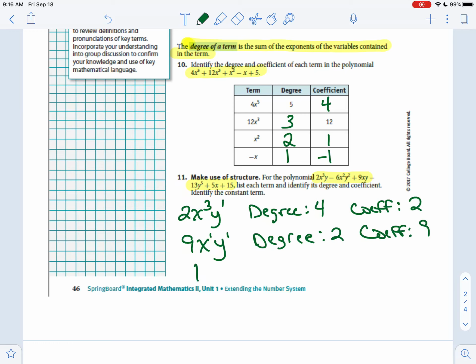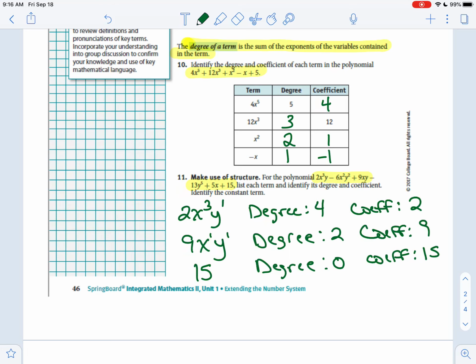Let's pick the 15 because that's a little different. That's the constant. So for that term, the degree would be 0 because we don't see it, but there could be an x to the 0 with that 15. Okay. And then the coefficient would also be 15 because it would be like 15x to the 0. Okay, and there's a couple other terms, but that gives you the idea.